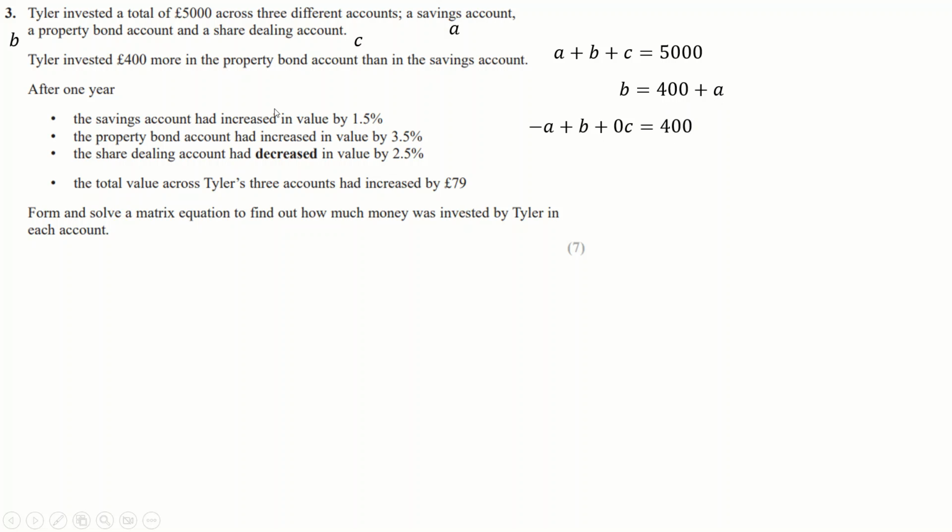And you'll see why. After 1 year, A had increased by this, so that as a decimal multiplier is 1.015a, b increased by this, and c decreased by that. So they've been very helpful to make that bold. And that's 79 more than the original amount, so that all equals this. And now I can put this line, and this line into a matrix. That's why I wrote this one so funnily.